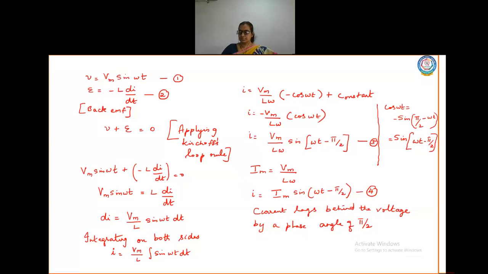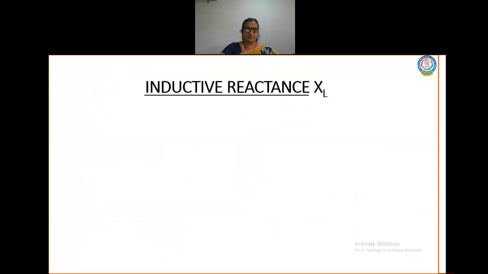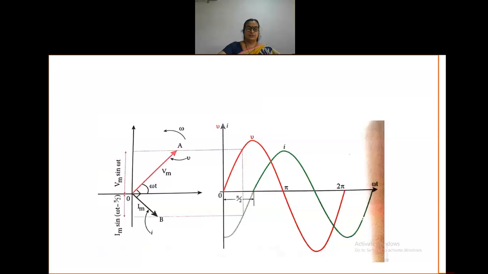Okay. Now this is also represented in the phasor diagram. Now let us look at the phasor diagram here.